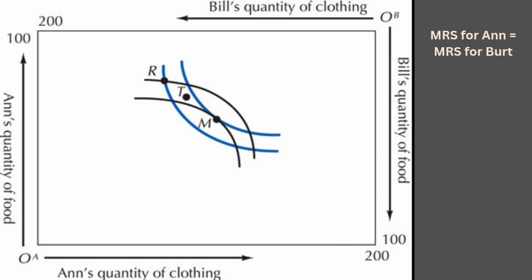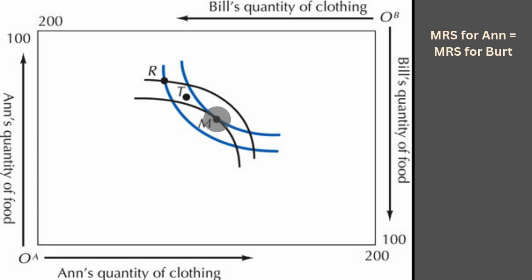Let's look at one such point. Call it point R, representing their initial endowments. At R, Anne's marginal rate of substitution, how much clothing she's willing to give up for food, is much higher than Burt's. That difference is what makes trade worthwhile. All the points inside the lens between their indifference curves represent allocations that both prefer to R. One such point is T, but even that isn't the final destination.